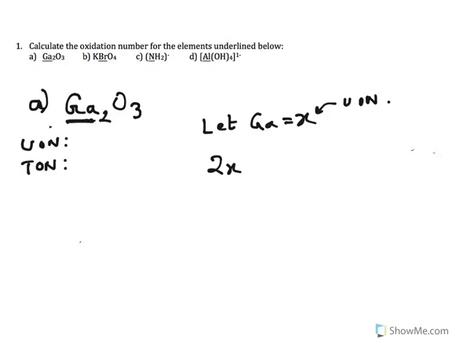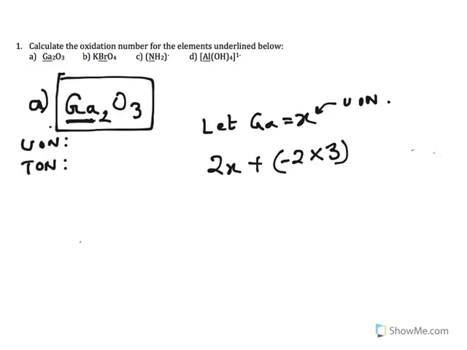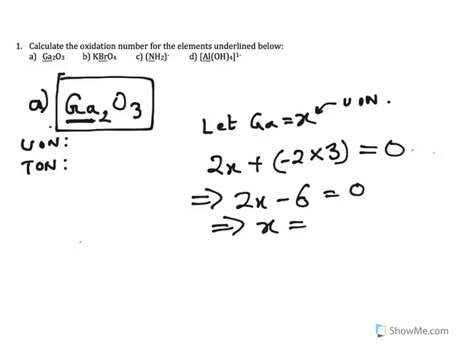And then we also have oxygen, where we know that the unit oxidation number of oxygen is going to be -2, and then we have 3 of them. So the total oxidation number is going to be -2 times 3, which is -6. And then next what we do is we look at the charge of the overall compound, and we see that it's 0. So we can say that this is equal to 0 because they should add up to 0. What we end up with is 2x minus 6 being equal to 0. Solving for x, we get x equal to 3. Now this is the answer.